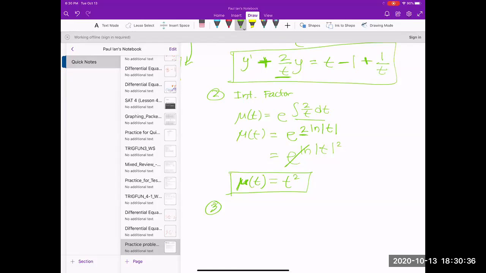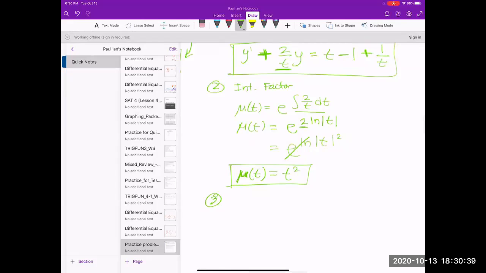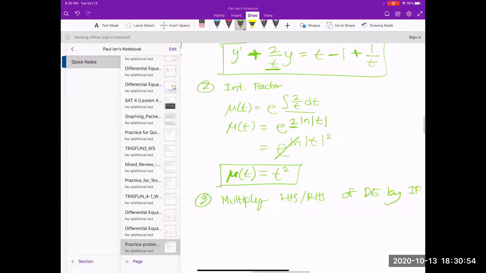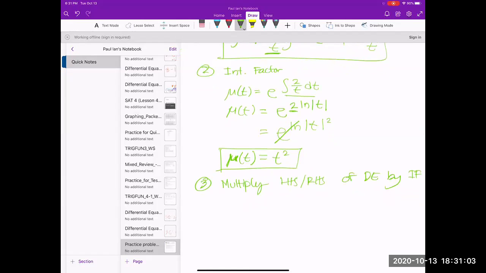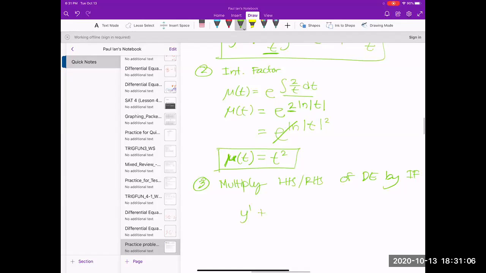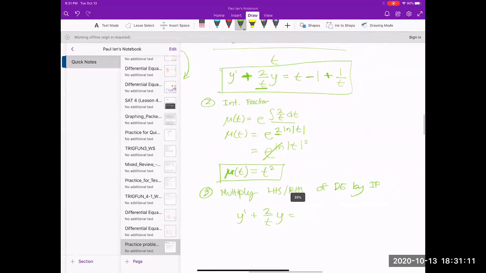And then we do the same thing. We have to multiply the left-hand side and right-hand side of the differential equation by the integrating factor. So our differential equation was y prime plus 2t y equals t minus 1 plus 1 over t. You times it by this guy.